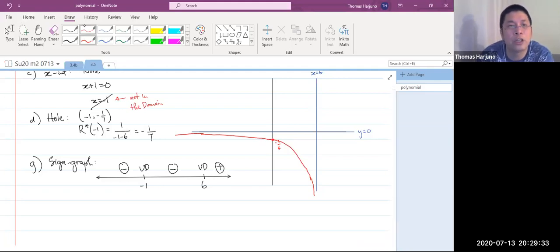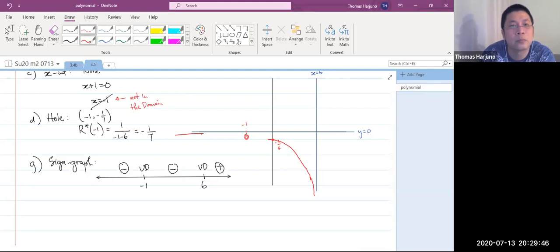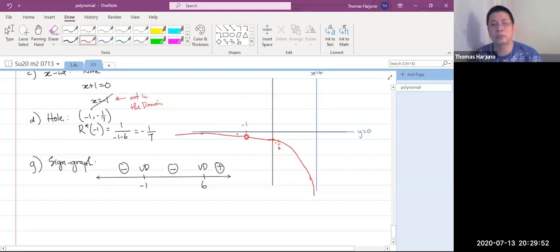And I need to put more detail here that when x equals -1, I actually get a hole. Okay, I actually get a hole. So let me erase this part here. I actually have a hole there. If you want to put more details, you can find what is the value when x equals 1, x equals 2. But what I need to see are only these things.